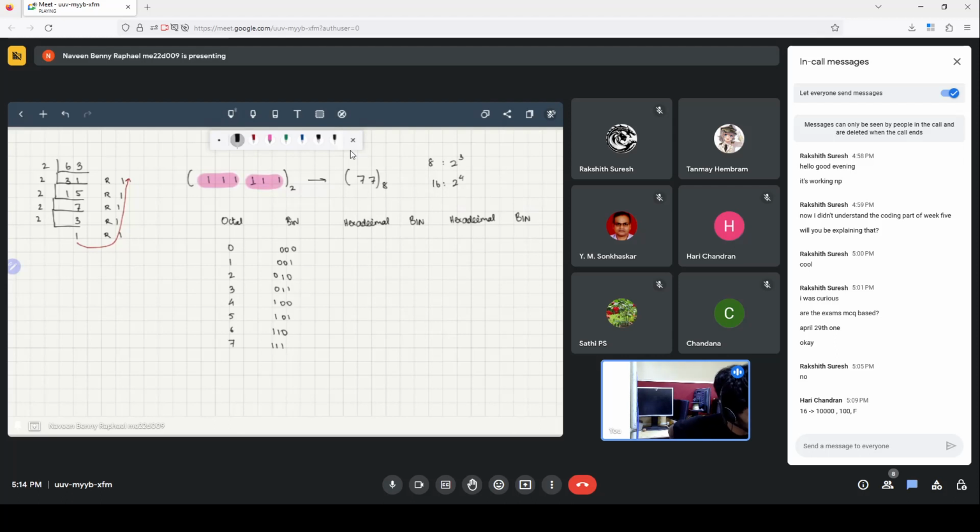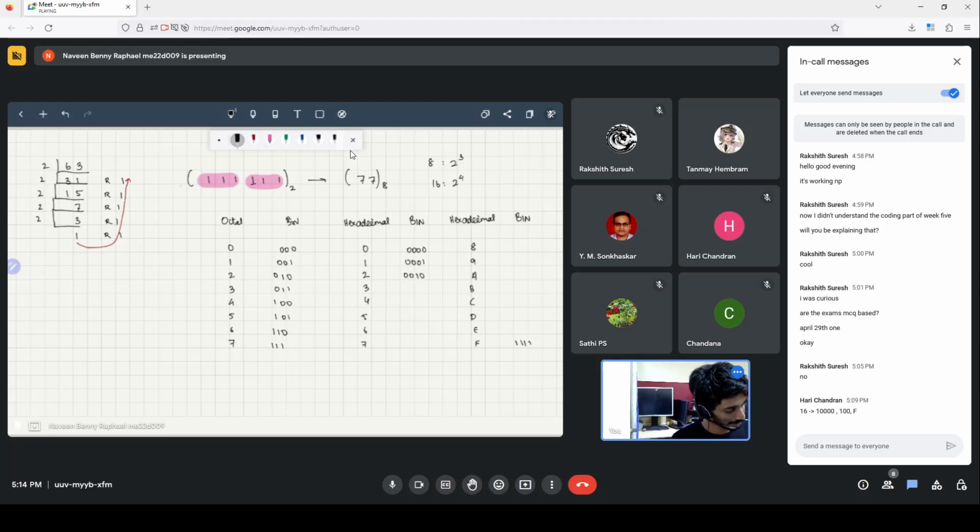So the digits in hexadecimal are 0 1 2 3 4 5 6 7 8 9 A B C D E F. So the binary representations of these are... yeah, you get the point. It'll be a little tiring to write everything out, but you can see how this works, right? I hope this concept made sense.